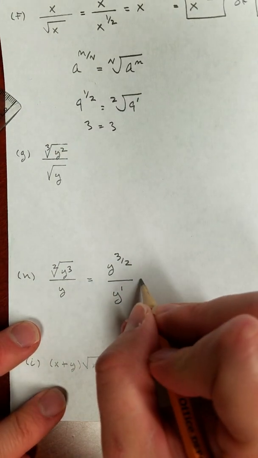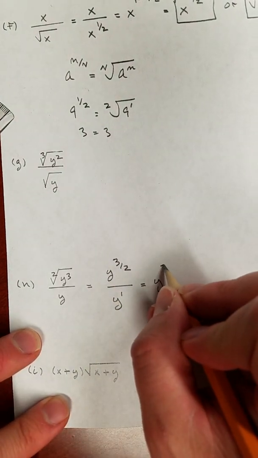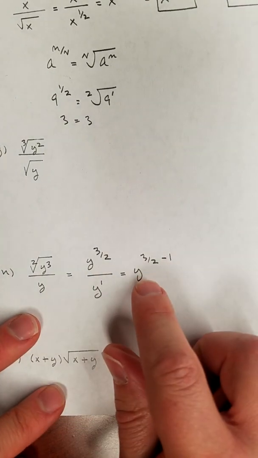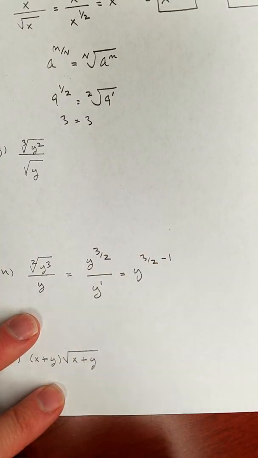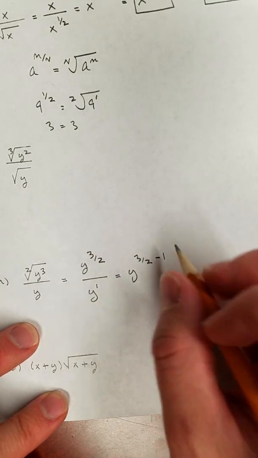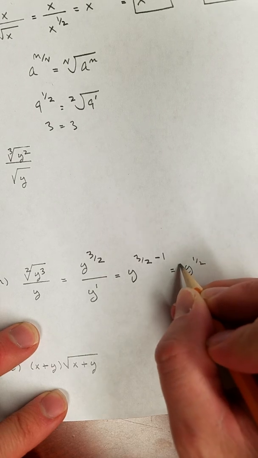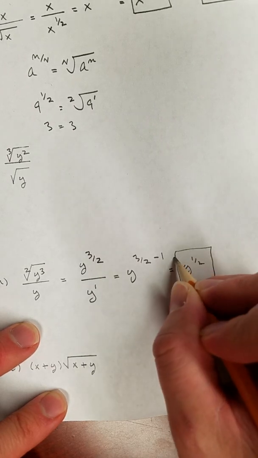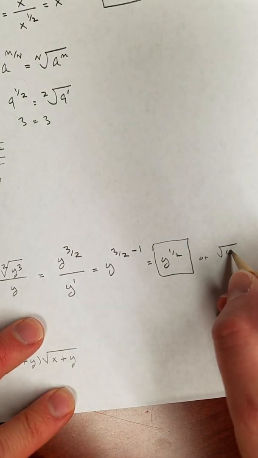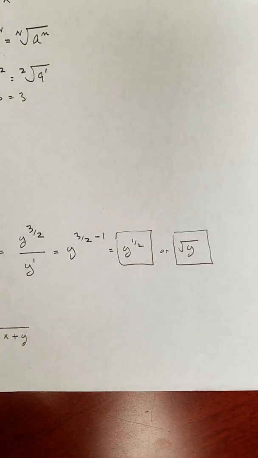Okay. So once divided, what was the rule? Subtract. So this is y. So 3 over 2 minus 1. 3 over 2 minus 2 over 2 is 1 over 2. So we could say y to the 1/2 power. And as far as an answer goes, that's a perfectly good answer. But if needed or desired, we could write the answer like that.